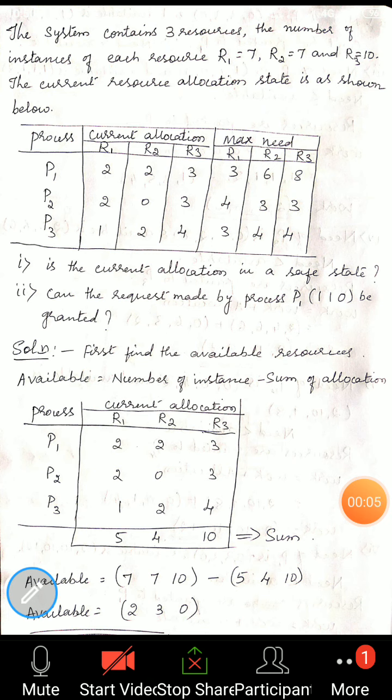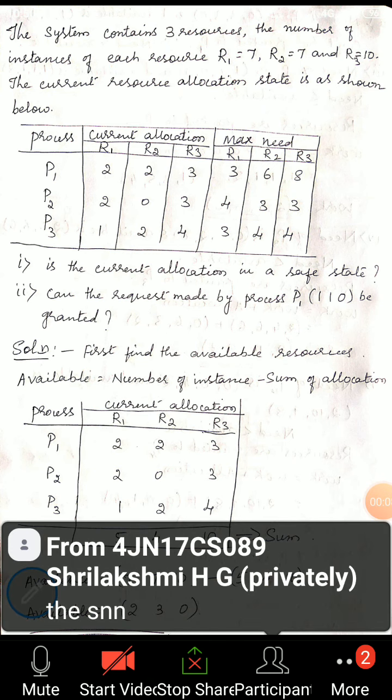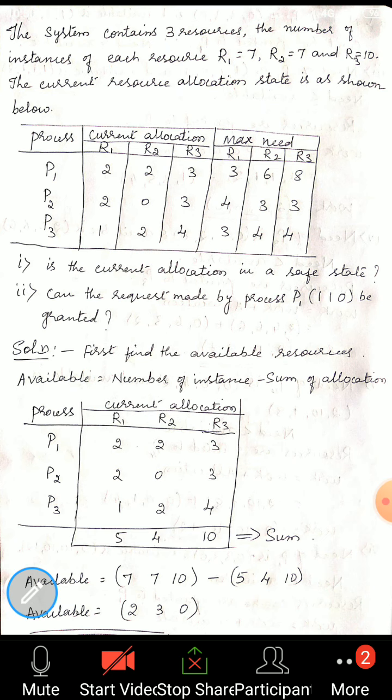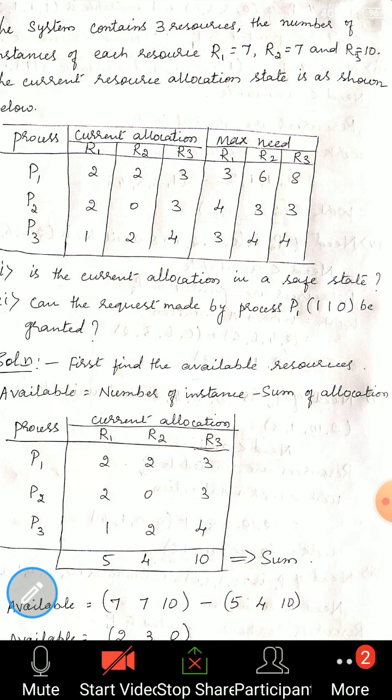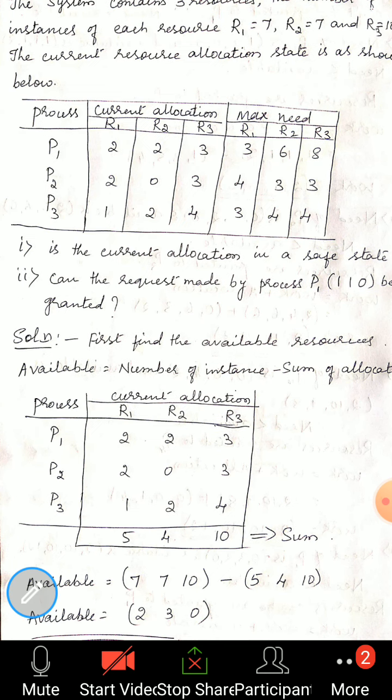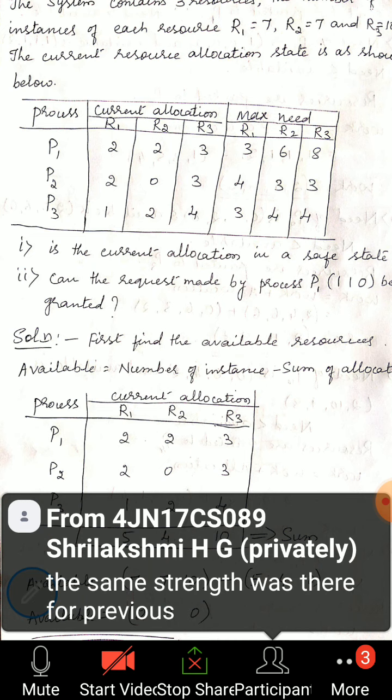Okay. Good morning, all. So we'll see one more problem on Banker's algorithm. In the previous algorithm, along with the snapshot of the system, the available resources is also given, right? But here you can see, in the snapshot, they have given only the number of processes that exist in the system, current allocation, and the maximum need, and the available resources is not given.